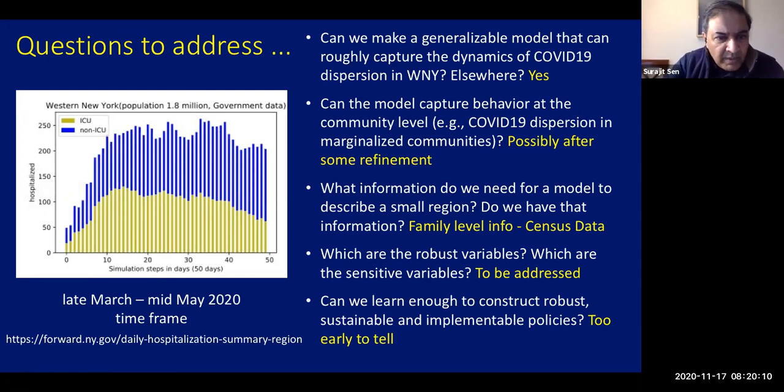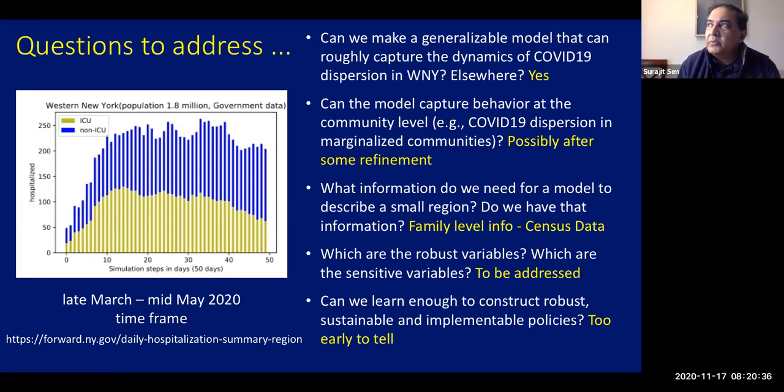And we want to ask the following questions. First, can we make a generalizable model that can roughly capture the dynamics of COVID-19 dispersion in Western New York City, and other places? And the answer seems to be a resounding yes. You can make a generalizable model that can roughly capture the dynamics of COVID-19 reasonably well.